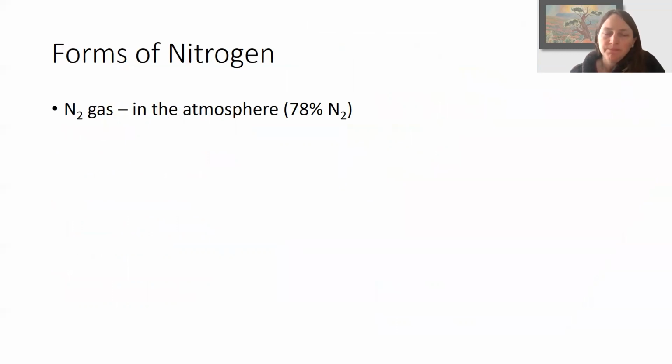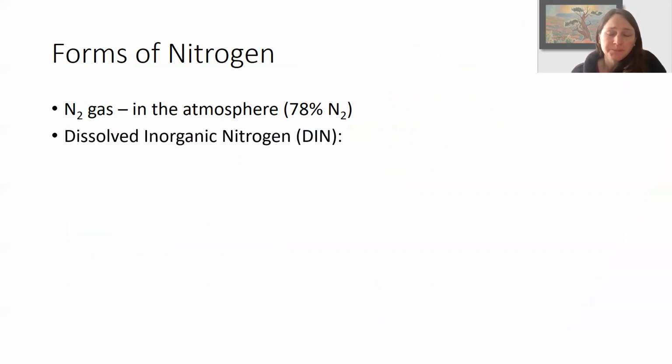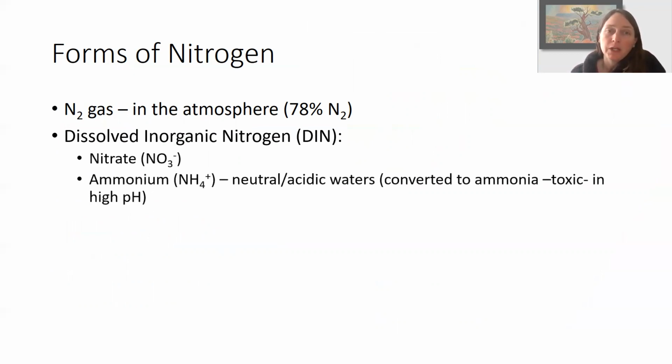And so the forms of nitrogen are like this. There's nitrogen gas in the atmosphere, which makes up 78% of our atmosphere. And it's very unavailable to most plants because of a triple bond. Then you have dissolved inorganic nitrogen, things like nitrate, ammonium, and nitrite. These are all forms of inorganic nitrogen that tend to be found in soil and in water sources, and often can be used by plants. Nitrite can be toxic. Ammonium can also be toxic, especially when it's converted to ammonia.